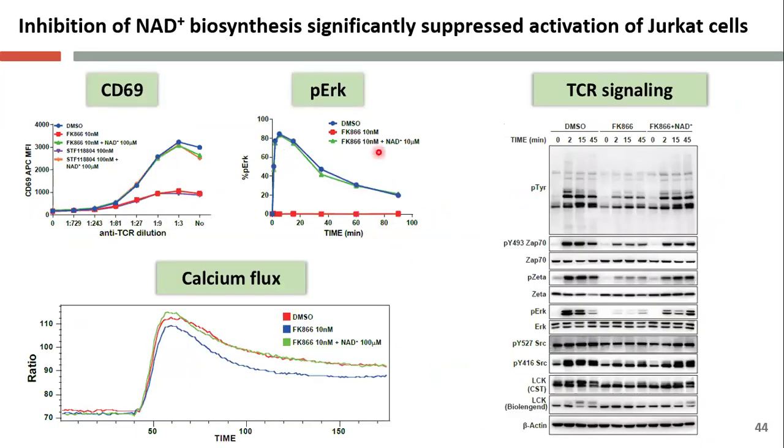And further, we looked at phospho-ERK and also the general TCR signaling, as well as the calcium flux, and we got a very similar result. Upon NAMPT inhibitor treatment, we totally abolished the tyrosine phosphorylation signaling upon activation of the TCR, and this can be rescued by re-addition of exogenous NAD.